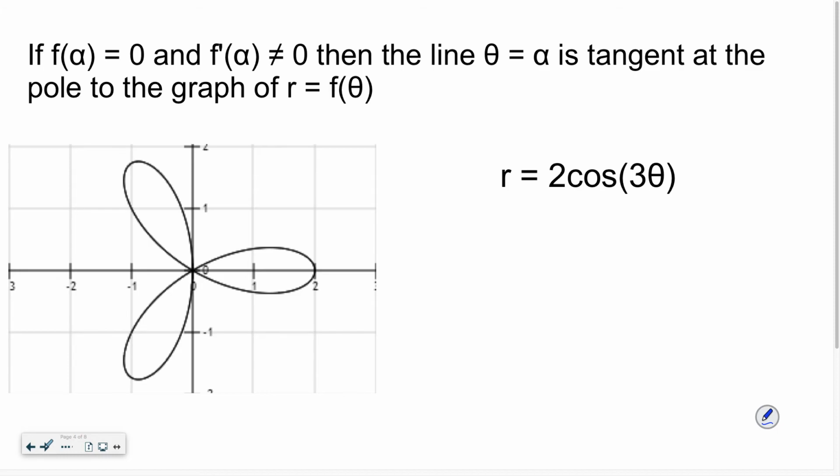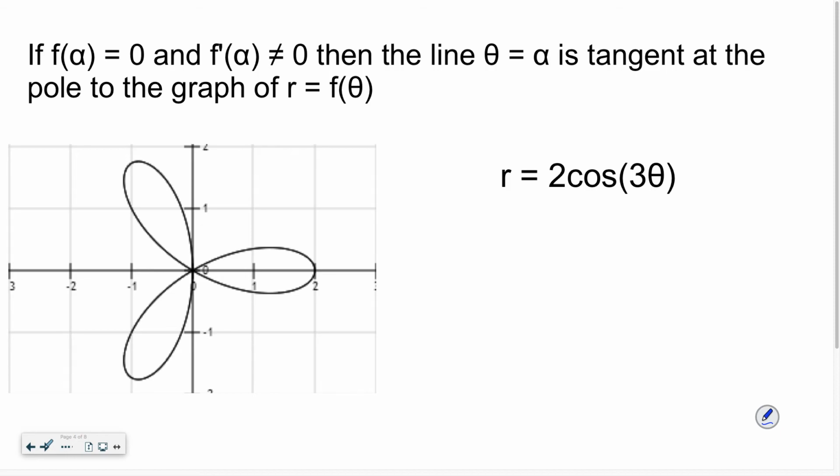Okay. So if r is 0 and our derivative is not 0, then theta equals the number that makes that happen, and that is the tangent at the pole to the graph.